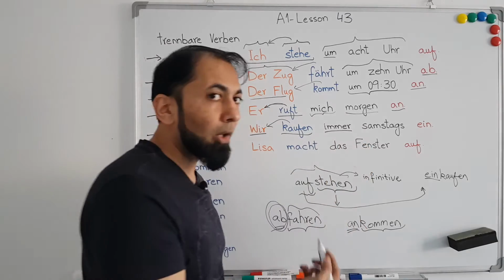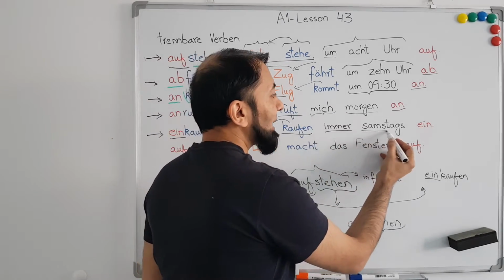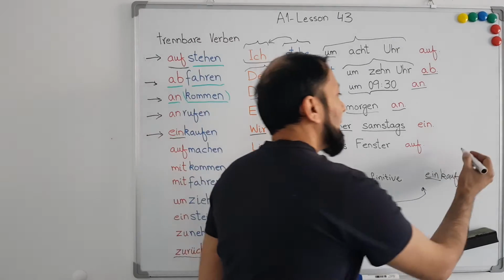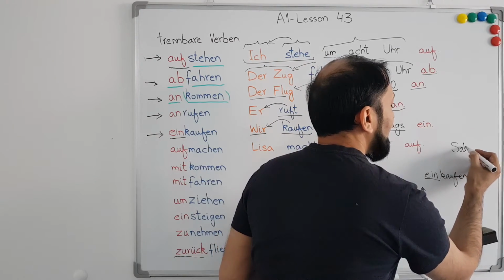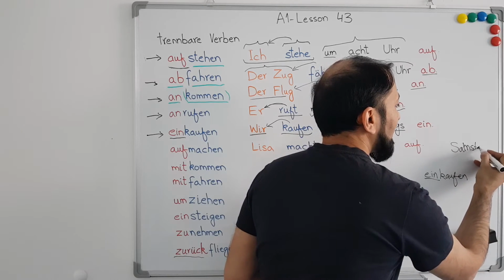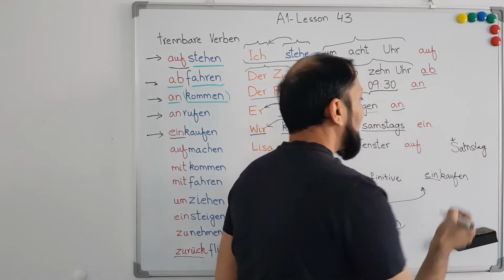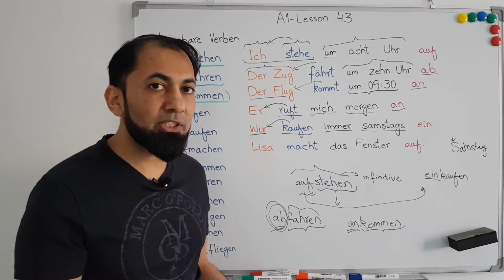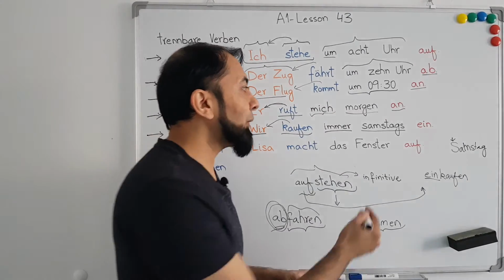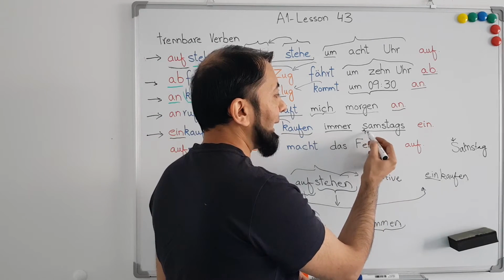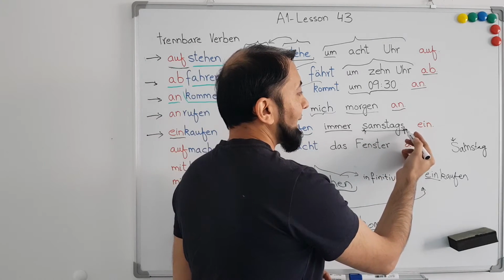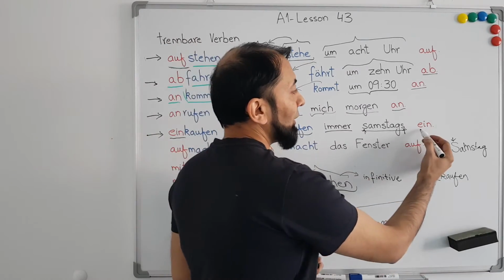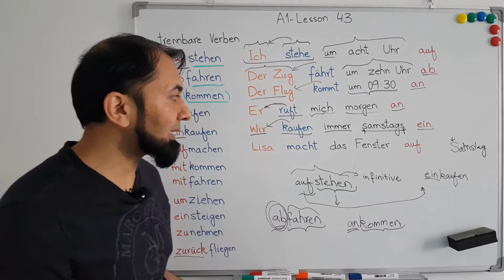Immer means always, and samstags means Saturdays. Samstag is a masculine noun and it is written with a capital S, but if you want to say that you always buy or always shop on Saturdays, then you have to write s with the small letter and you have to add an s at the end of samstags. And we know that the prefix will always go at the last position of the sentence.